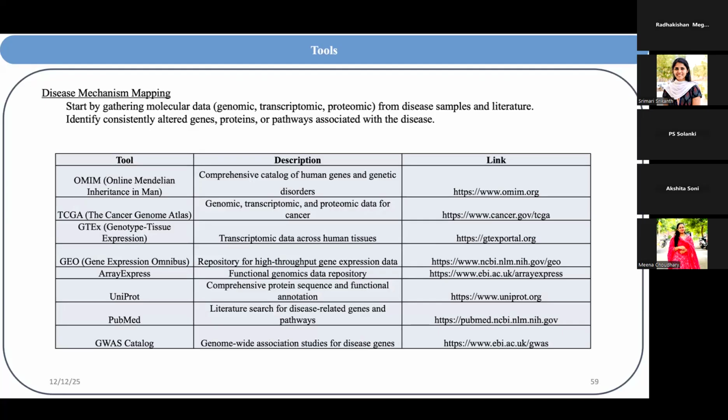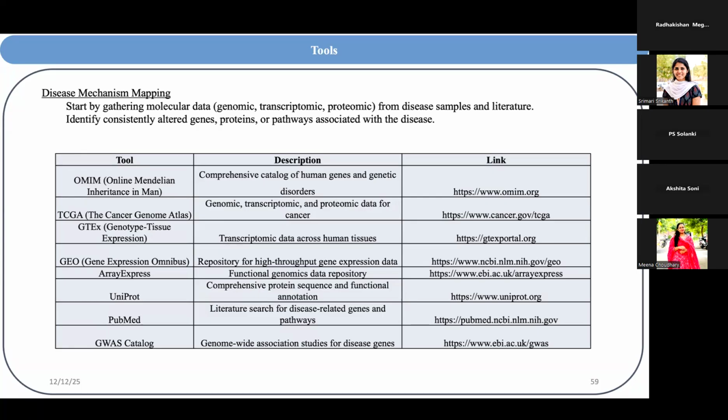So here, disease mechanism mapping. Here, I have listed certain tools in that. So we actually map the disease mechanism, connect, and further we use these tools. So we have to gather the molecular data. So we start by collecting the genomic, transcriptomic, and proteomic data from the public databases.